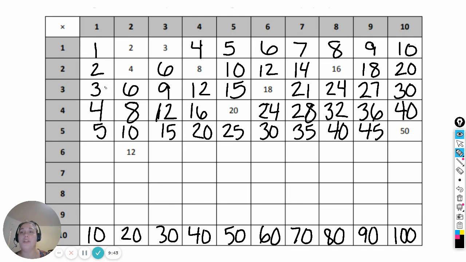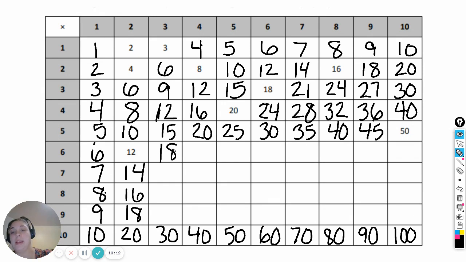You can see we already have 1, 2, 3, 4, 5, 6, 7, 8, 9, and our 10 is there already. Next, we're going to skip count by 2s. 2, 4, 6, 8, 10, 12, 14, 16, 18, and the 20 is there already. Next is by 3s. 3, 6, 9, 12, 15, 18, 21, 24, 27, and the 30's there already.